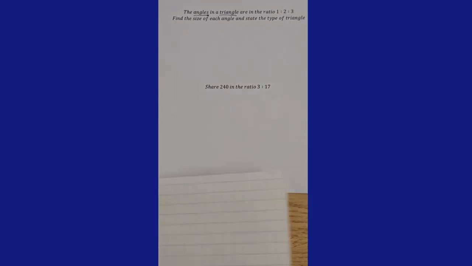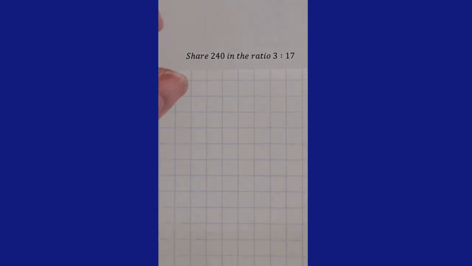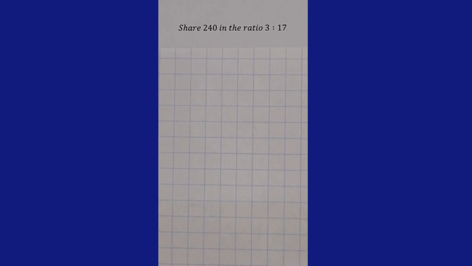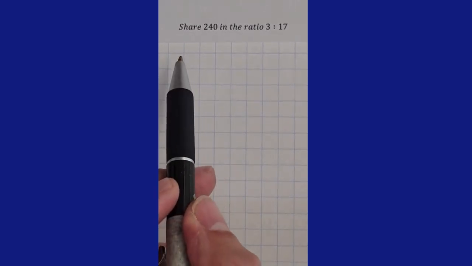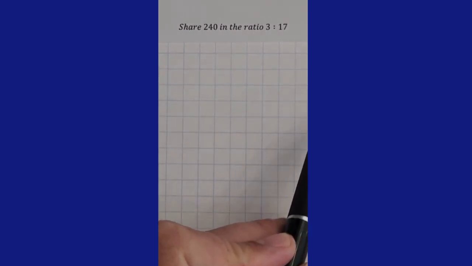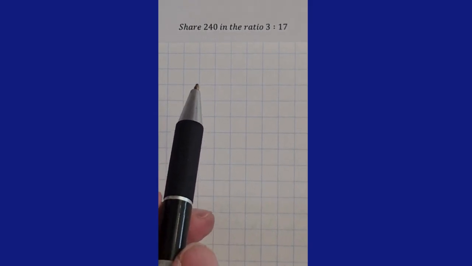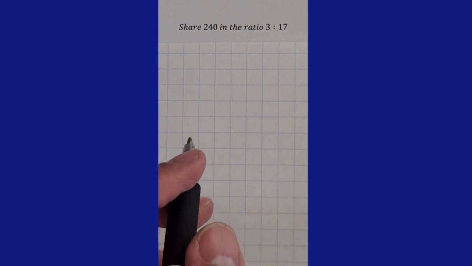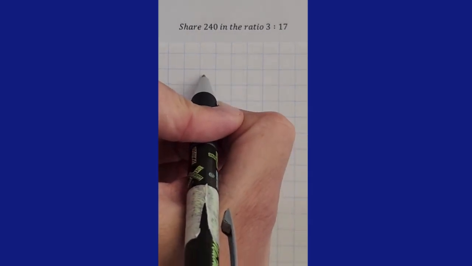Right, we're going to look at one more example where you might not like to use the box method. So here I want to share 240 in the ratio 3 to 17. Now I could draw my boxes, 3 boxes here, and 17 boxes. But in this instance, it might be a bit time consuming. So the other way that you can do these questions, if you're not confident with the box method or you don't want to write all the boxes out, is you can see that I've got 3 to 17.